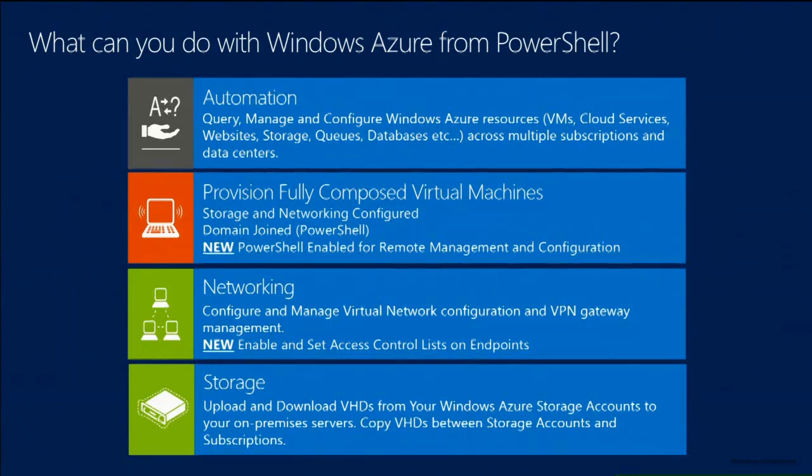The last thing I want to mention is storage. Dealing with infrastructure servers especially, the ability to upload and download VHDs is extremely important. So take a virtual machine from your on-premises network, upload it to the cloud, boot off of it, and vice versa. If you create a virtual machine in the cloud and you want to run it on-prem, using PowerShell, it's really easy to download that VHD and run it in your local hypervisor.